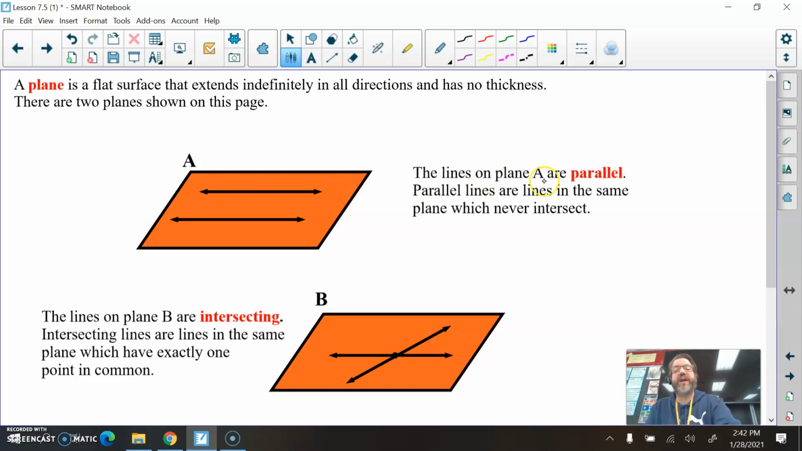On plane A, I have two lines that happen to be parallel. Parallel lines are lines in the same plane which never intersect. They're always the same distance apart from each other.